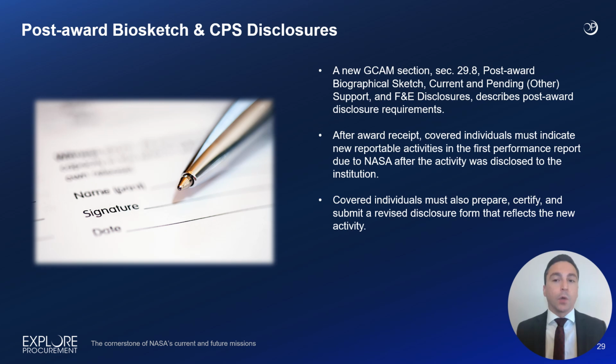So individuals will notate in their research performance progress report that there is some sort of new reportable activity. Then, along with their performance report, the individual will prepare, certify, and submit a revised disclosure form that reflects the new activity. So the performance report will say, yes, there is some new activity that I need to disclose, and the updated form will tell us specifically what that activity is.